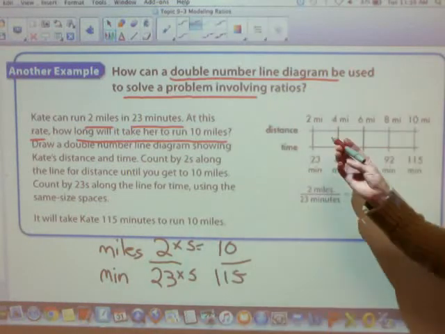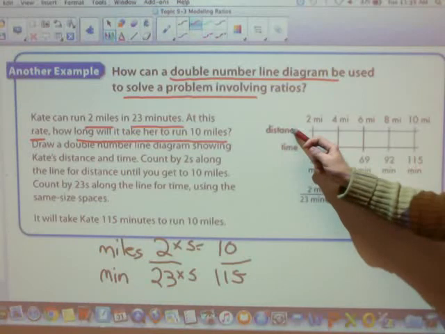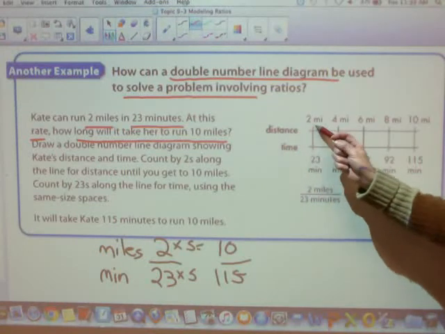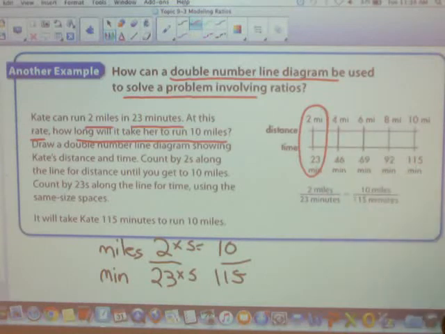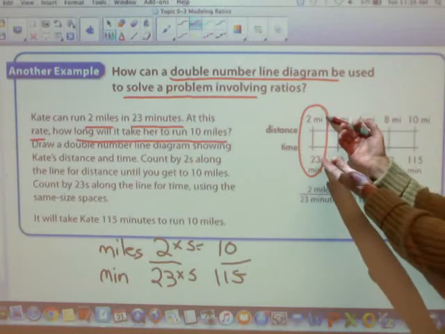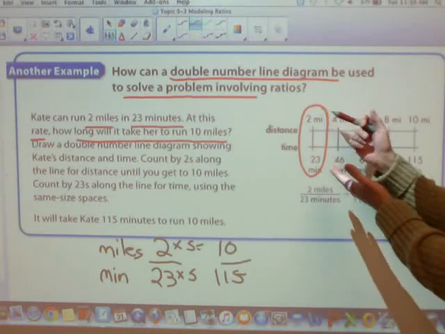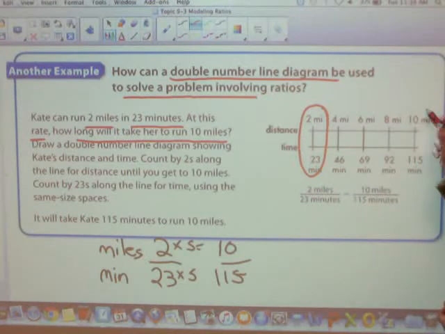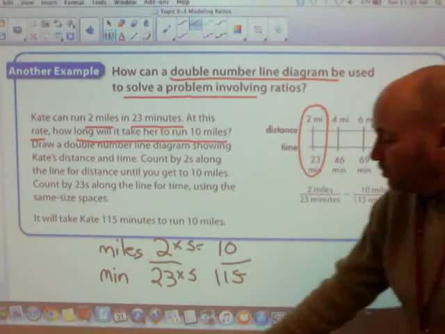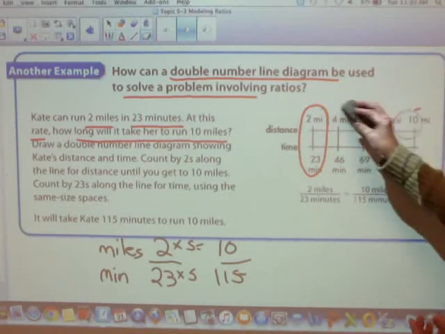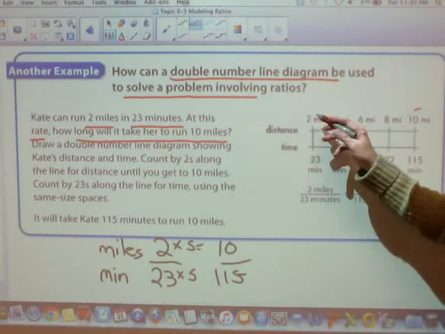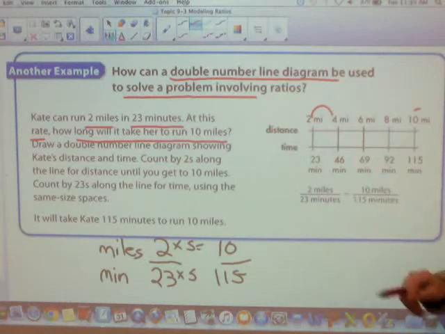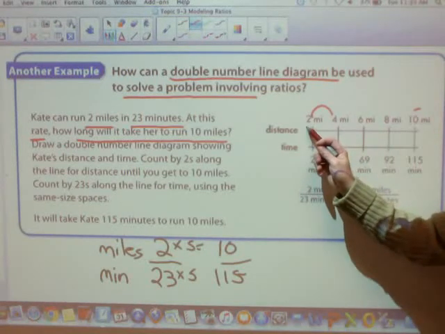What you have here is your distance, which is miles, 2 miles, and your time, which is 23. This is your initial comparison, or your rate. Now, what we want to do is get to 10. And so when you get to 10, you want to reach 10, so you're going to basically skip count because 10 is a multiple of 2.